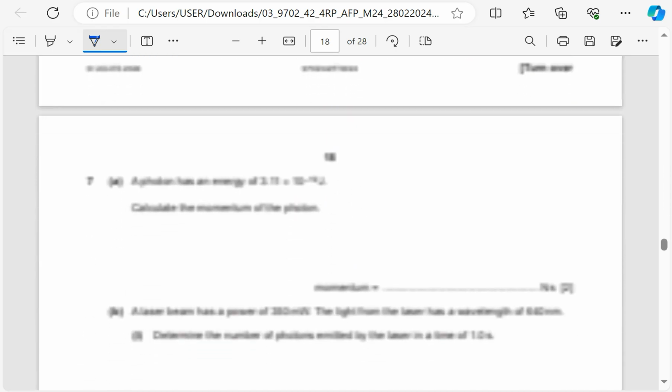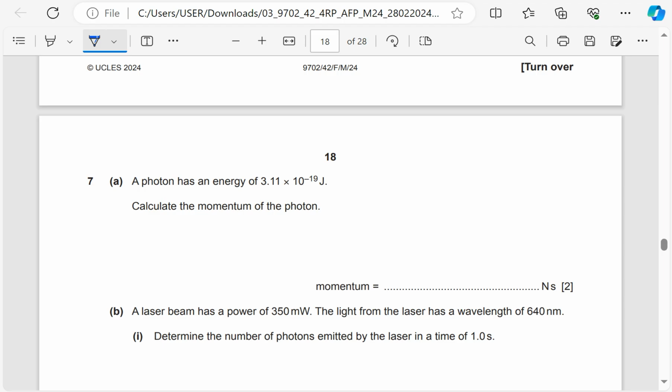Okay, question number 7. I think this is now quantum physics. A photon has an energy of 3.11 times 10 to the power of minus 19 joules. Calculate the momentum of the photon. Since they have given us photon, they have given us energy, they want momentum.